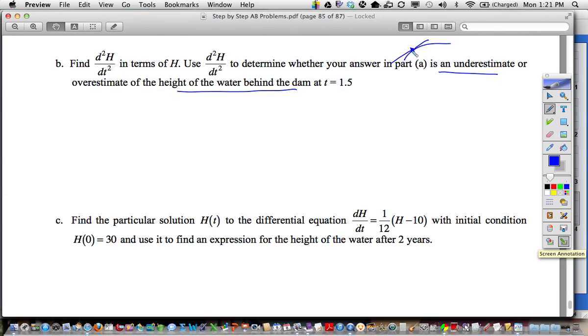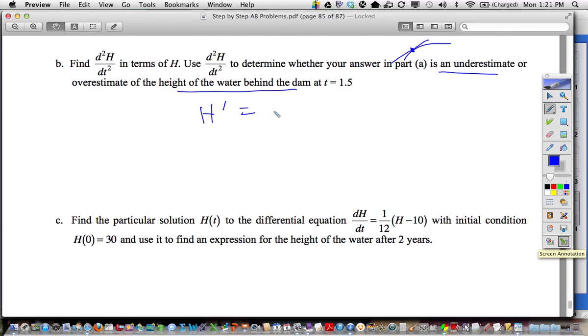Why was the line above the curve? Because the curve was concave down. Did it have to be concave down? No. So what's going to determine whether my answer in part A was an over or underestimate? The concavity, which we find with h double prime. Aha, that's why they told me in this problem, because that's what this is right here, h double prime, right? So here we go.